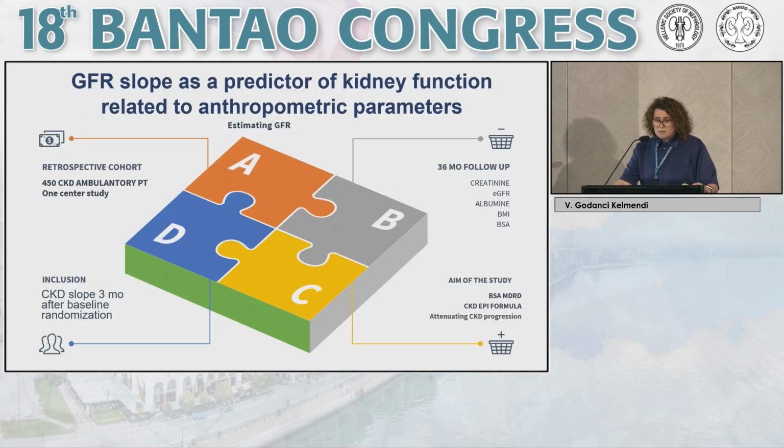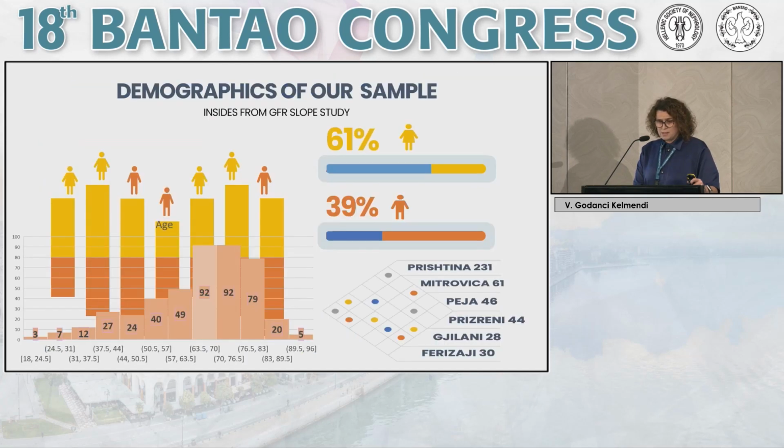We conducted a study in 450 patients with CKD. The aim of the study was to compare the CKD-EPI and MDRD eGFR formulas, to show if they have any differences and how they are affected by body surface area if we input that parameter, and how we can assess the attenuation of CKD progression.